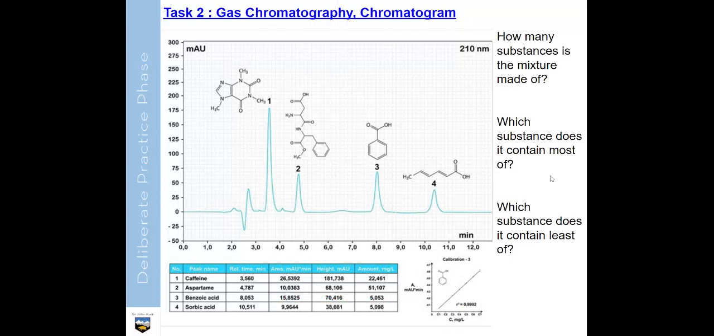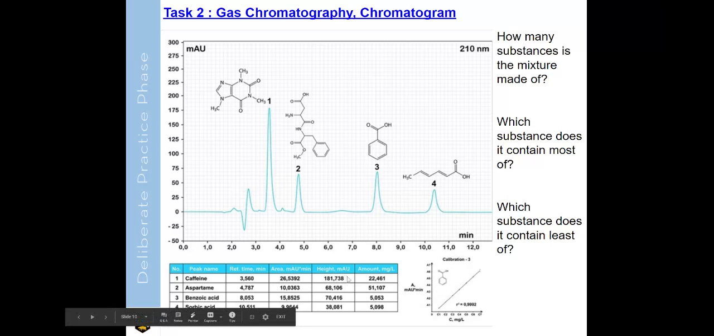What I would like you to do now, after watching that video, is look at this chromatogram produced by gas chromatography. Now, remember from the video, the peak will show us if there's a certain substance present, but it can also tell us on the graph how much of that substance is present. So by using this graph and this table at the bottom, I'd like you to have a go at answering these 3 questions about this gas chromatogram. Pause the video, come back once you've done it.